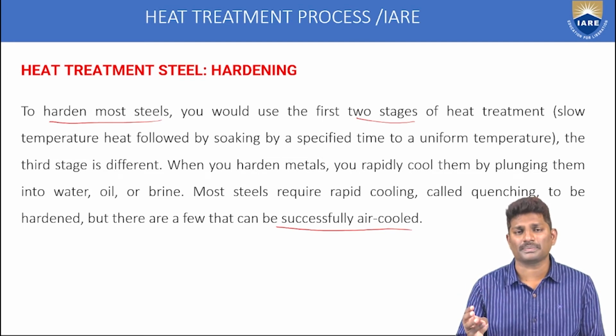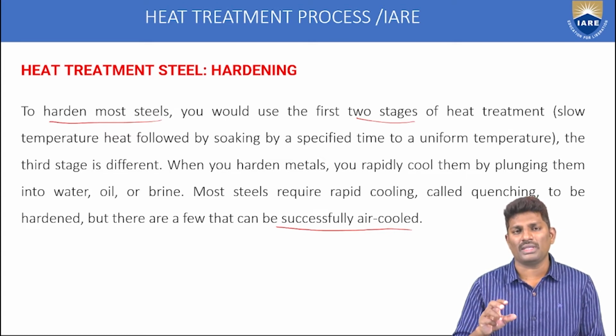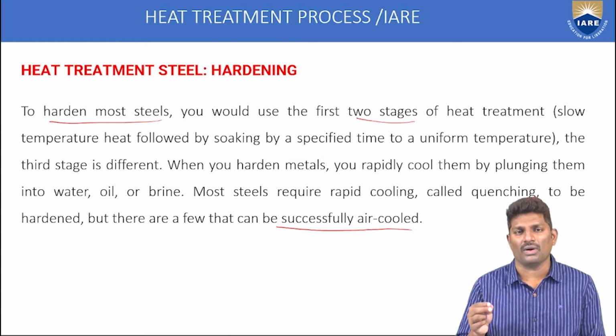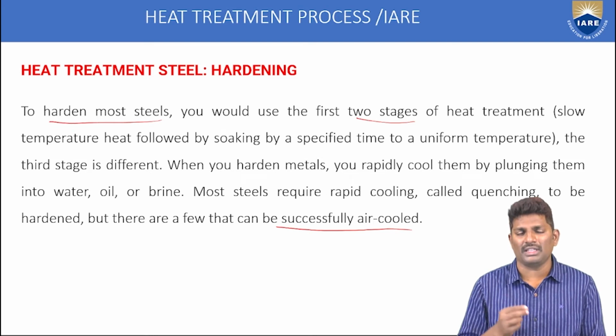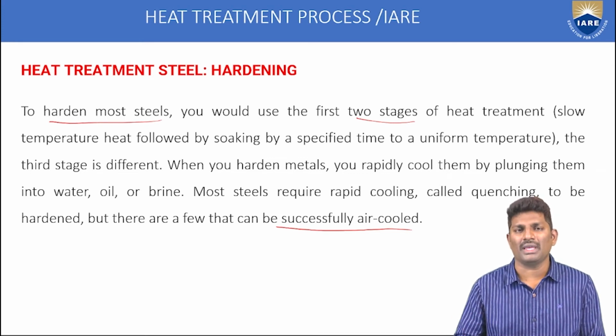So the first stage is what? You have to slowly increase the temperature. The second stage is what? Slowly soak the material and wait for some confined, specific time. And the third one is rapid cooling. You have to dip the material inside water or any oil or any brine solution. If you do like that, we can achieve the maximum hardness of the material for most of the materials. For fewer materials, it is air cooled.